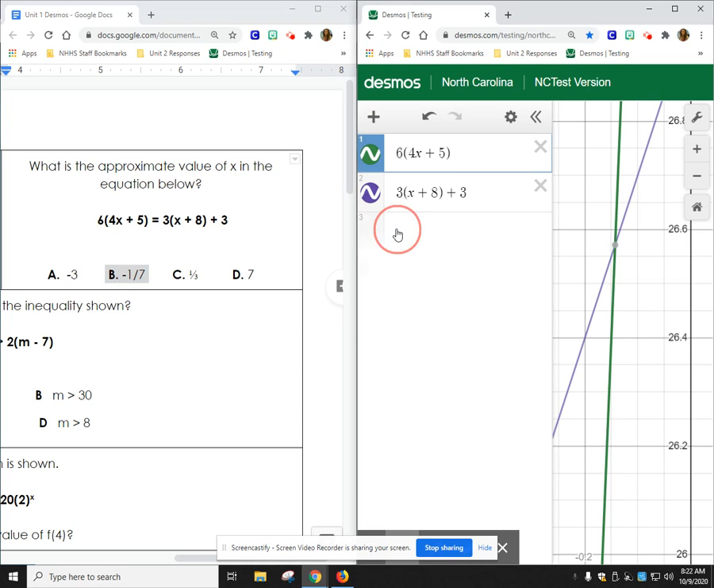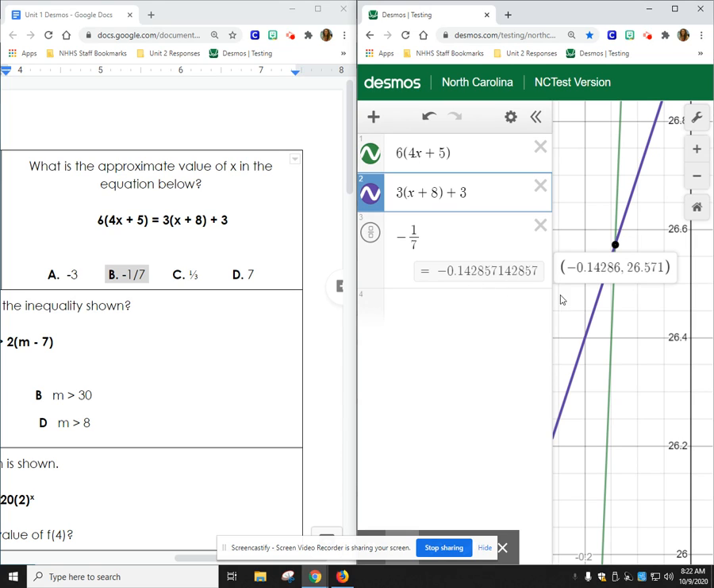But just to double check, we can type that fraction in, negative 1, divided by 7, to get the fraction. Negative 1/7, it will convert to a decimal for you. And we can see there that these two decimals are the same. This one is rounded, and that's okay because it says what is the approximate value? And that would still be negative 1/7.